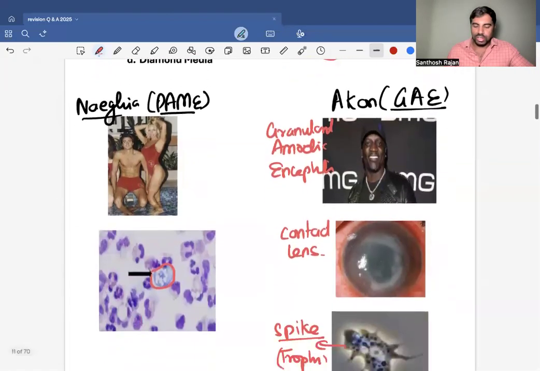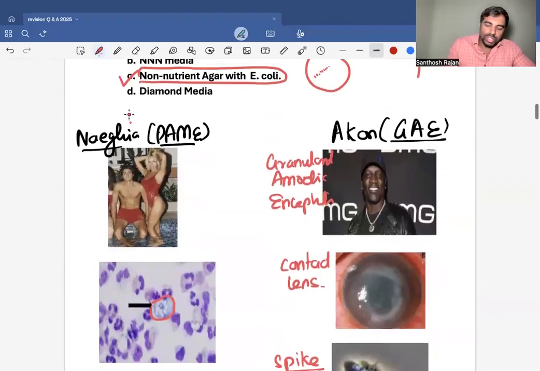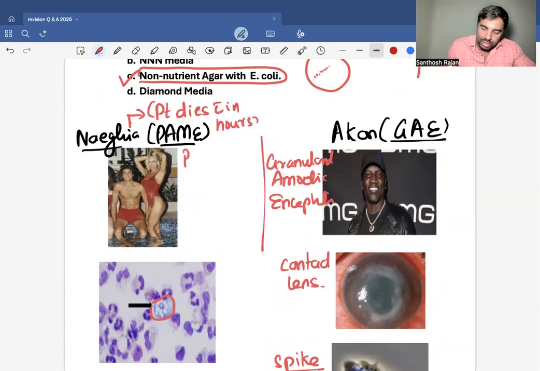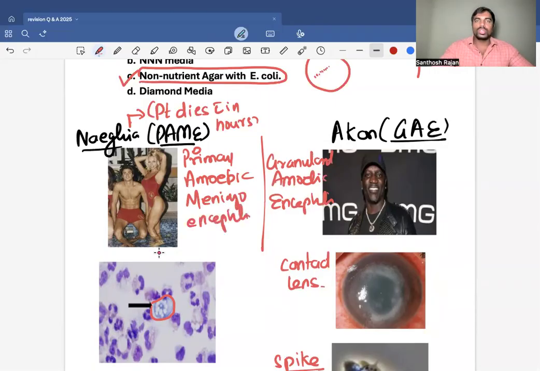So all the pictures, everything I've written here. And remember, Naegleria fowleri has the worst prognosis. The patient dies within a day, fast, within hours. It is rapidly progressive. When I say Pammy, the reason is, as I already told, primary amoebic meningoencephalitis. That's all. This is one thing you can't forget. Very, very important. So this is one thing we have to remember.